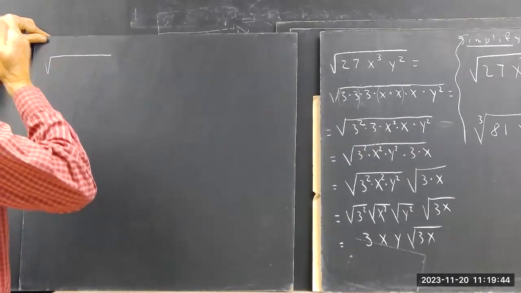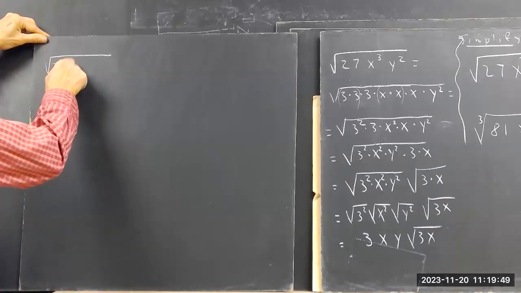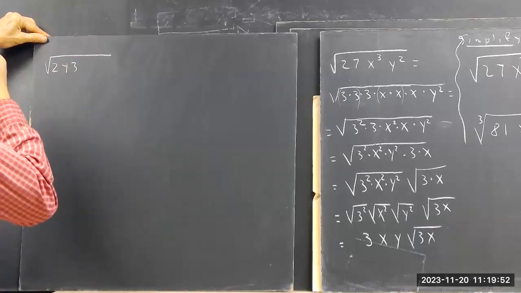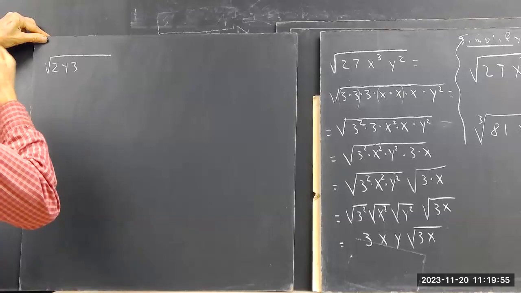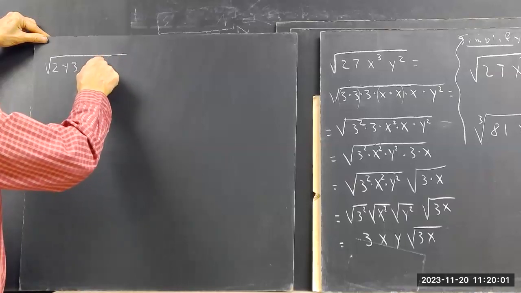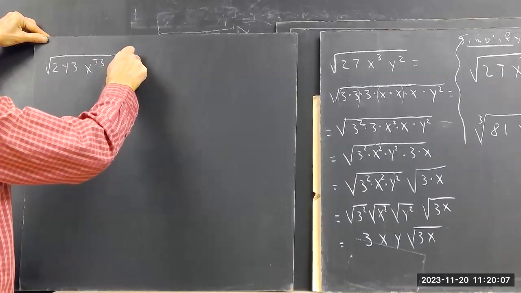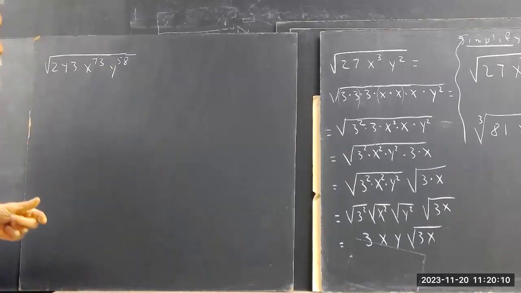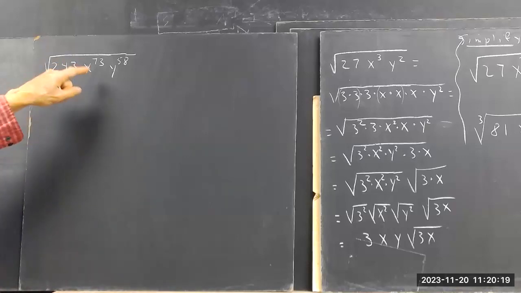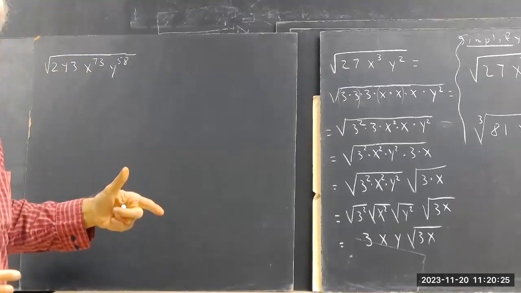the square root of 243 x to the 73rd power y to the 58th power. Hey, let's just do that much. Okay. Now, we can write x to the 73rd. Well, let's see. It means you got 73 x's multiplied together.